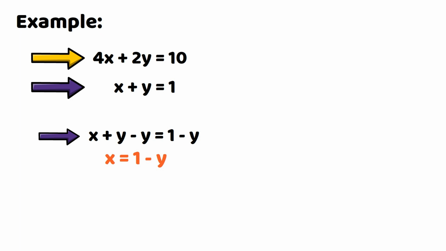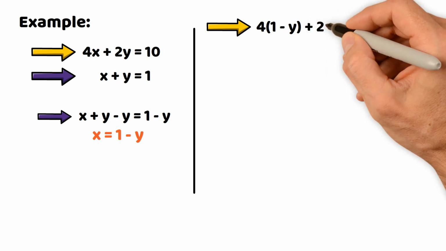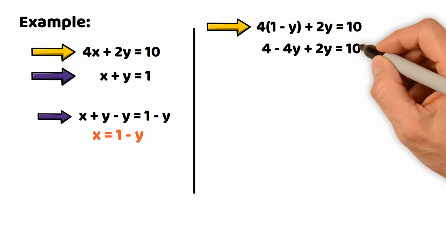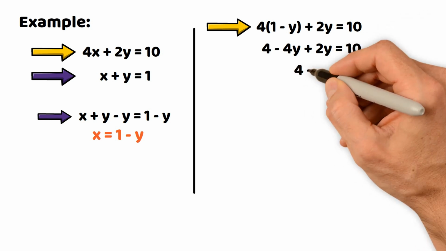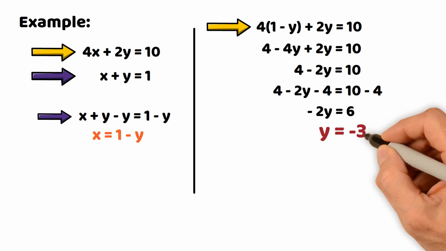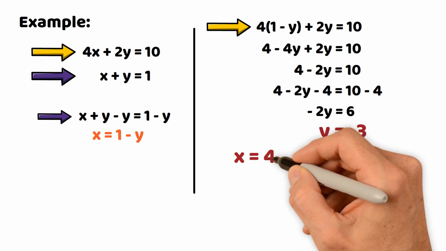So instead of 4x plus 2y equals 10, we get 4 times 1 minus y plus 2y equals 10. That expands to 4 minus 4y plus 2y equals 10. Combine the y's and we have 4 minus 2y equals 10. Subtract 4 from each side and we have negative 2y equals 6. And then divide each side by negative 2 and you have y equals negative 3. To figure out what x is, go back and apply it to either equation. If you do it with either equation, you will see that x has to equal 4. So our solution here is x is 4 and y is negative 3.